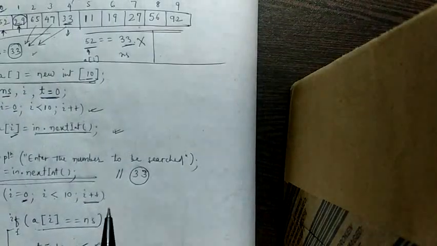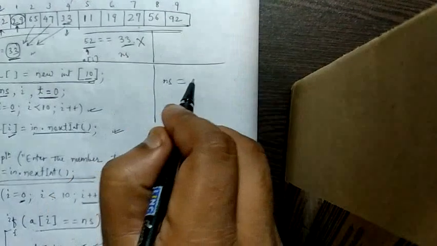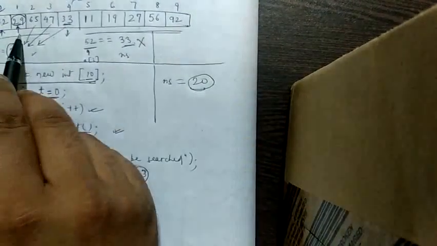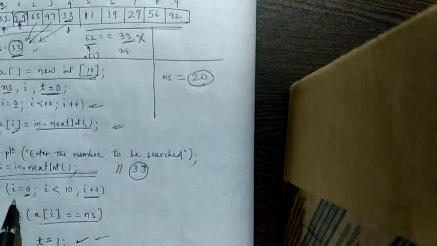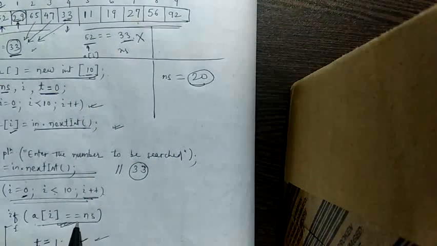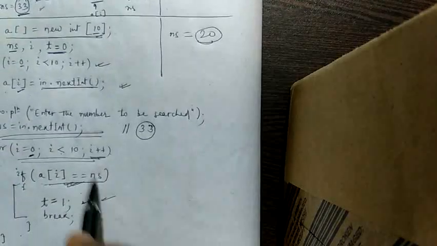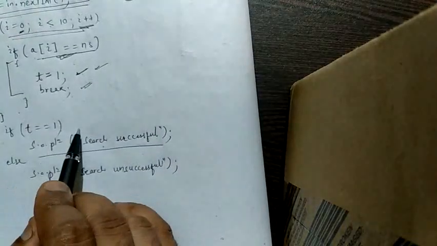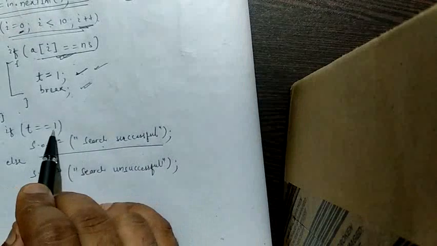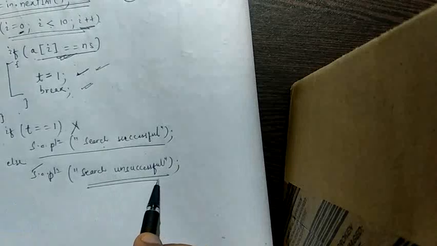Chances are there that the number is not present. Suppose I do not take the ns value as 33. I will take some other ns value which is not present here. Let it be 20. So 20 is not present. In that case, the entire loop will run, but at no place will this condition be true. So this if block will not execute. It means that t will remain 0. So when it checks here, if t is equal to 1, this condition becomes false, so it will print the else part, which is search unsuccessful.